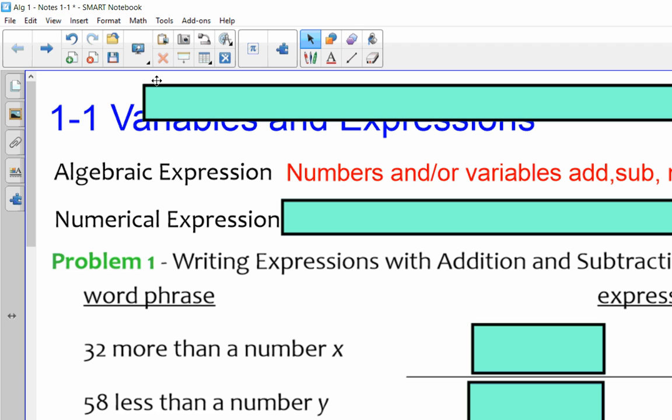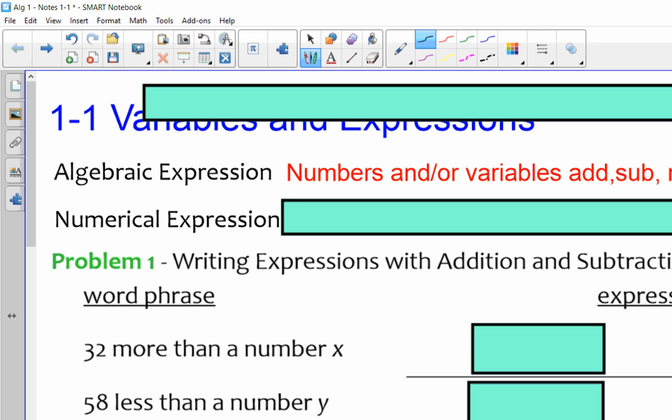So that might be something that looks like this. I'll have a number and a variable, so that really says 2 times x plus 1. So that's an algebraic expression. I can't really get an answer for that unless I actually put something in for x.